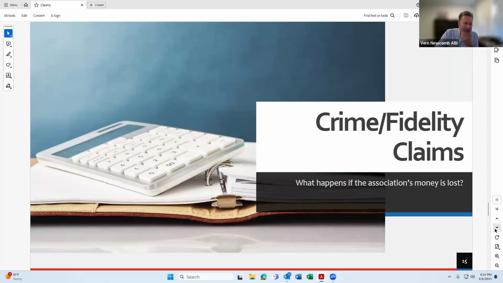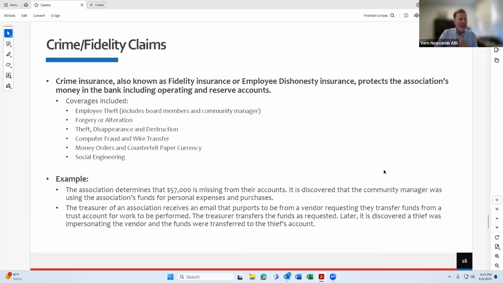Fidelity, crime and fidelity coverage. What happens when the association loses money? And this touches a little bit on cyber, but before we get into this, I will talk about cyber because there's different levels of cyber coverage, and it's becoming more prevalent. And there's one, social engineering, that we'll talk about here, but there's other types of cyber coverage as well.